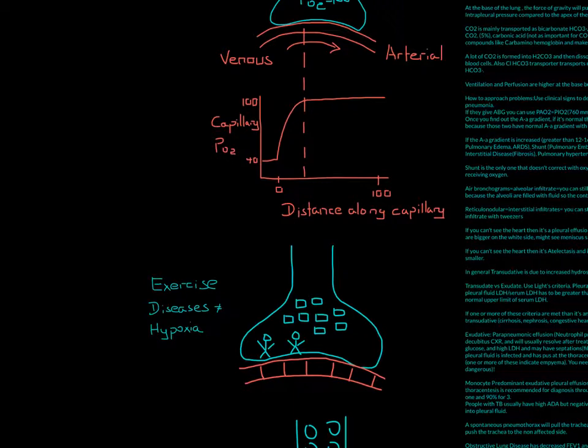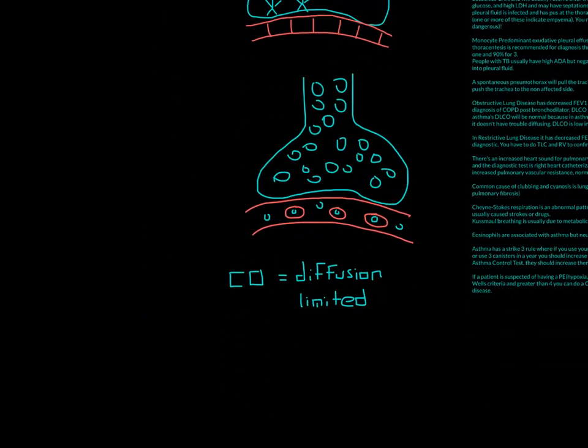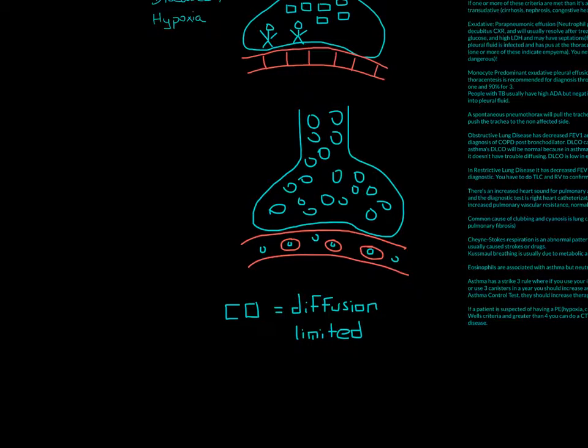Another thing to go over is the fact that CO, carbon monoxide, is diffusion limited. In this case, you have all the CO, and for example, let's say there's 100. The problem here is that when it goes into the capillary, it can only diffuse so much. And on the other hand, when carbon monoxide hits the hemoglobin, it binds so strongly that it prevents anything else from binding. So one carbon monoxide binds to each hemoglobin and prevents anything else from binding.